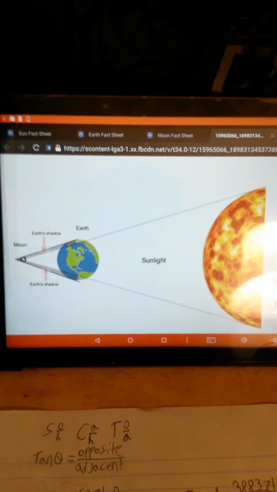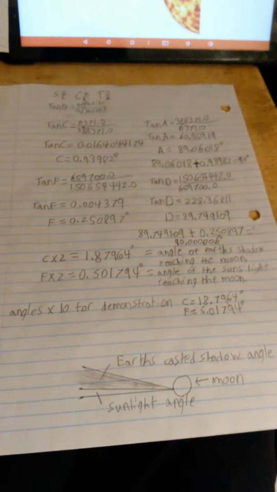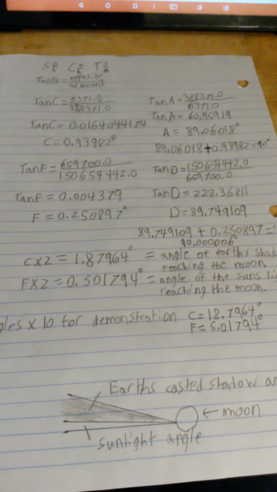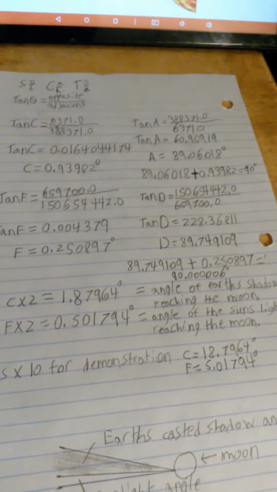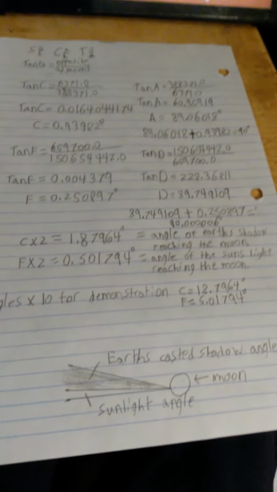It is not possible, folks. You wanted me to do the math? You wanted to throw fancy NASA numbers at me? I've done the calculations. The angle of the sunlight would have to be bigger than the Earth's shadow angle in order for the light to still be reaching the moon properly.